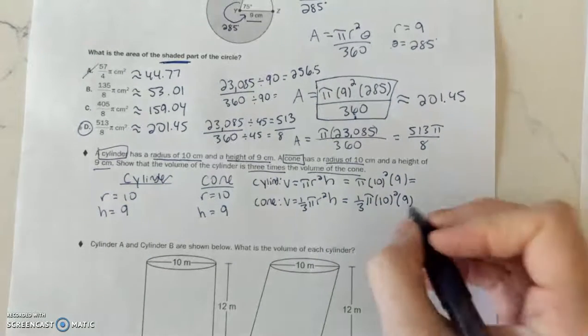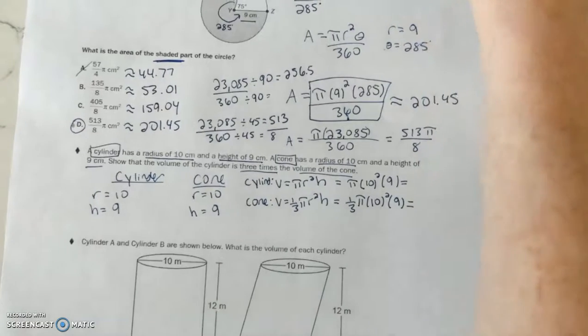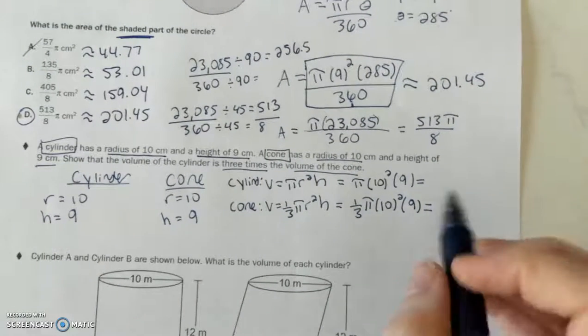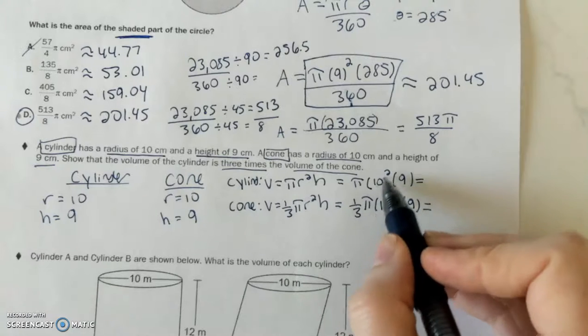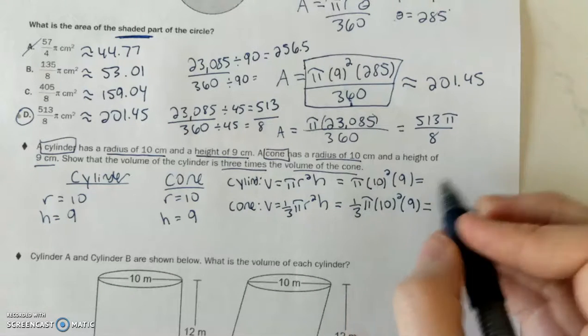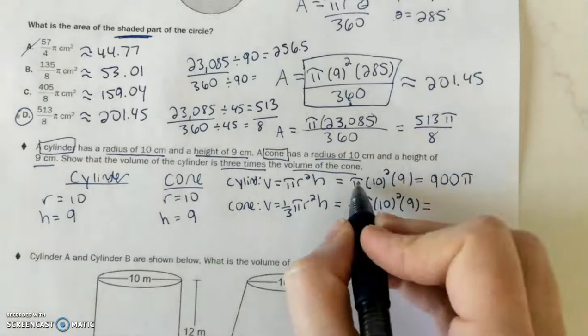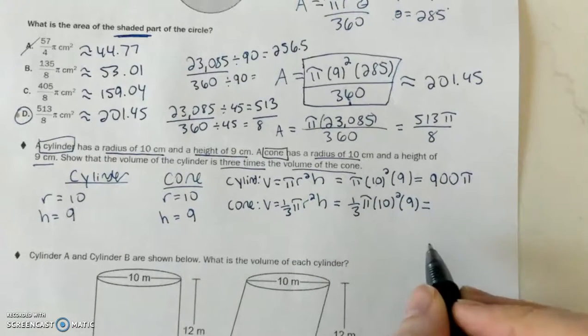All right, we don't even need the calculator for this. We can do this looking at it and using our heads. So 10 times 10, 10 squared is 100, and 100 times 9 gives me 900 pi. Don't forget the pi, right? The pi is part of the answer.